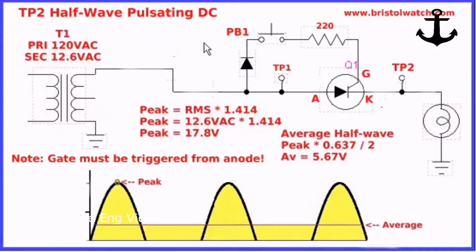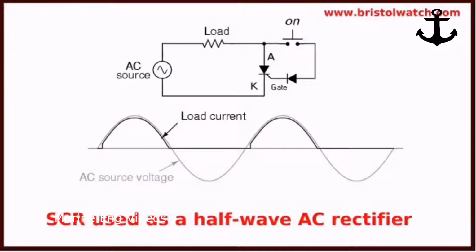Let's look a little bit closer at how we can use this with AC. Here is a redrawing of my circuit from the earlier slide, simplified so you can see it better. As far as the load goes, the load does not care if it's in the anode side of the circuit or the cathode side of the circuit, but the gate current still has to come from the anode side. If I push the switch, it will conduct in this way only during the positive half cycle.